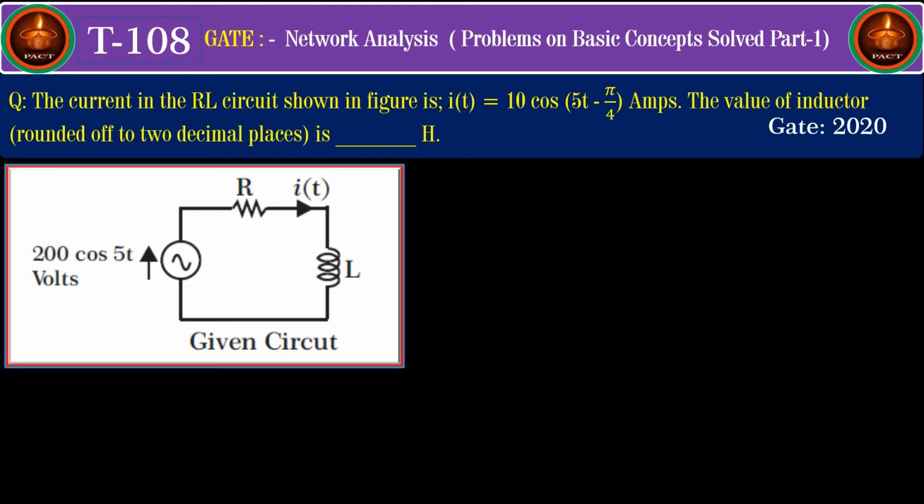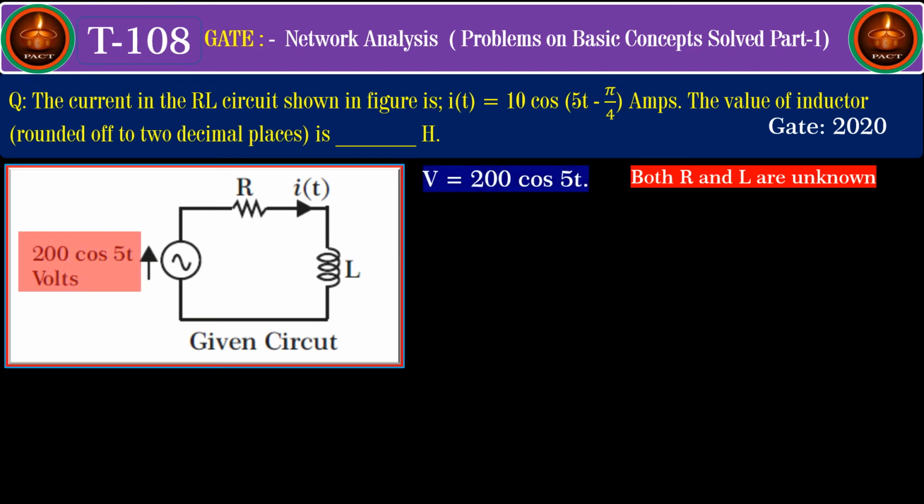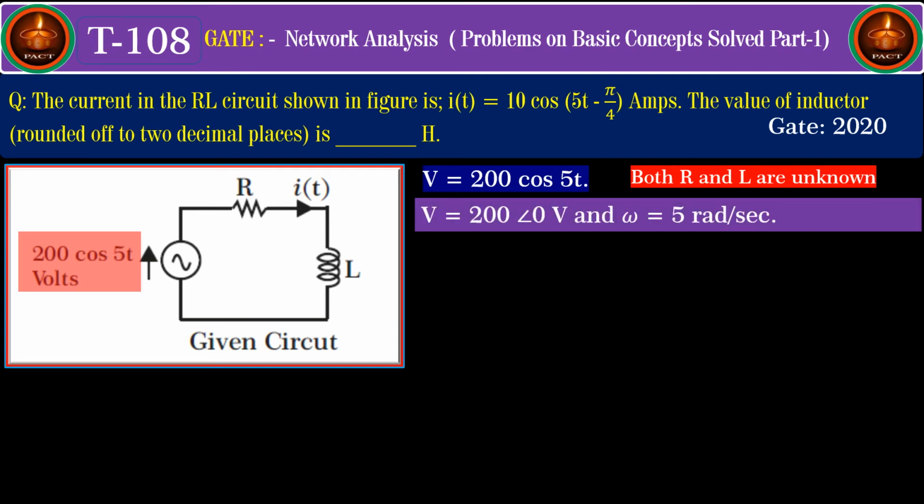So, if you observe the given circuit and the given data, you find that the voltage applied is given, the current flowing through the circuit is given, so you can find out the impedance, which will be equal to R plus jXL, and the phase angle between the voltage and the current also is given. So using that, we can find the relation between R and L, because here both R and L are unknown. So we know v is equal to 200 cos 5t, from which we get V is equal to 200 angle 0 volts and omega is equal to 5 radians per second.